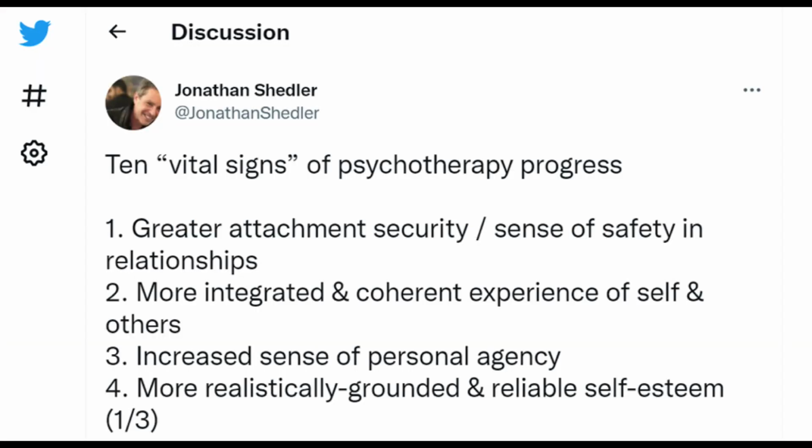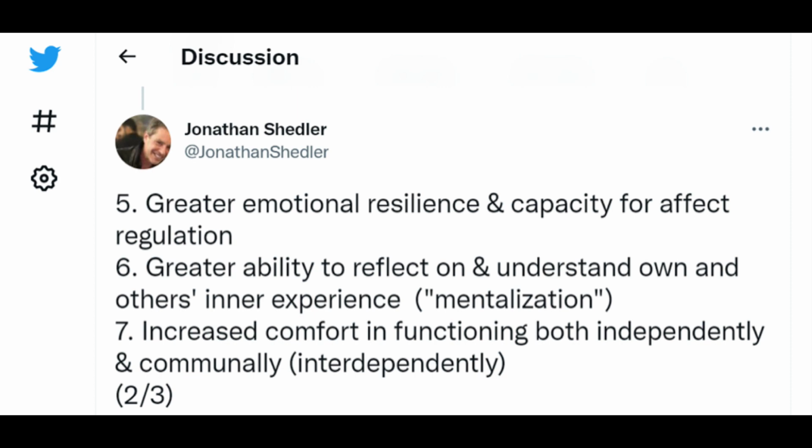I wanted to introduce you guys to Dr. Jonathan Shedler, who has kind of adapted this from Dr. Nancy McWilliams, who we'll meet here in a little bit as well. But it's the 10 vital signs of psychotherapy progress. So, number 1 is greater attachment security, sense of safety in relationships. Number 2, more integrated and coherent experience of self and others. Number 3, increased sense of personal agency. Number 4, more realistically grounded and reliable self-esteem. Number 5, greater emotional resilience and capacity for affect regulation.